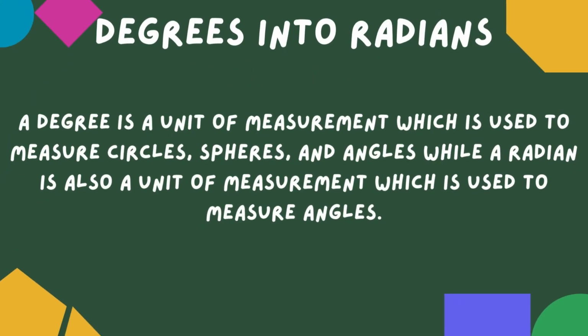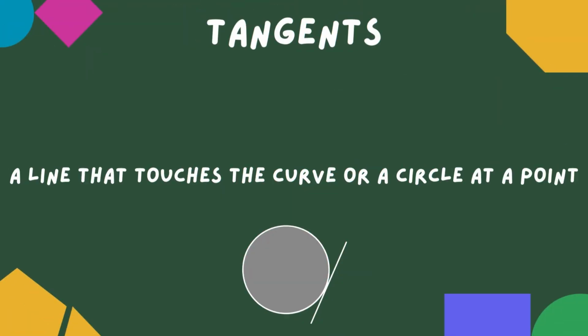Degrees into radians. A degree is a unit of measurement which is used to measure circles, spheres, and angles, while radians is also a unit for measurements which is used to measure angles. Tangents, a line that touches the curve or a circle at a point.